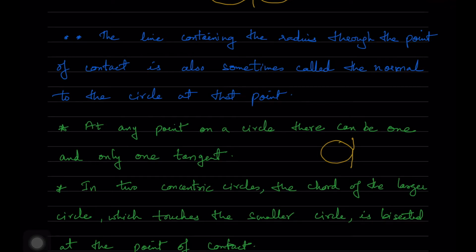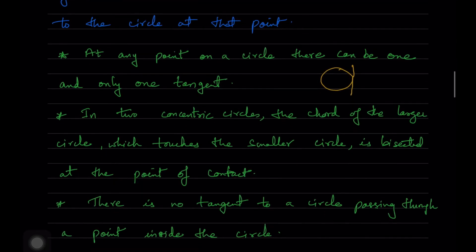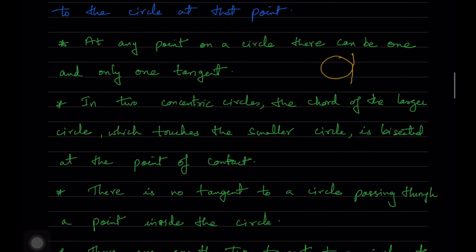In two concentric circles, the chord of the larger circle which touches the smaller circle is bisected at the point of contact. Two concentric circles means one circle lies inside the other circle. Here the chord of the larger circle is bisected at the point of contact, which we have as P. It is bisected at this point.